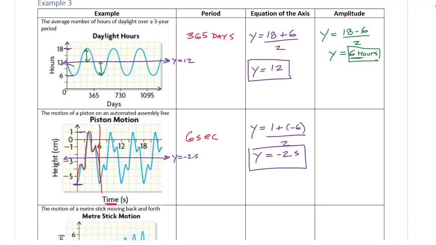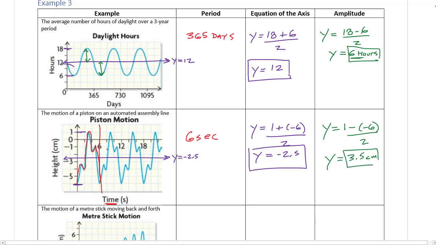And what's the amplitude? Same thing, except we're going to subtract the peak and trough. Sorry, I'm really losing my mind here. There we go. So 1 minus -6, that's 7. 7 divided by 2 is 3.5 centimeters. So that would be the distance from here to here, or from here to here.